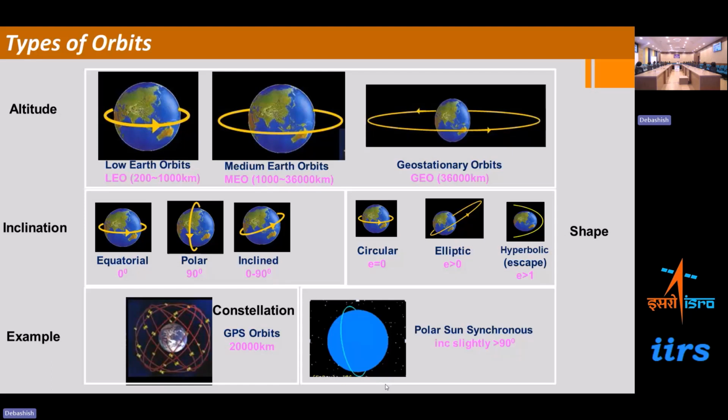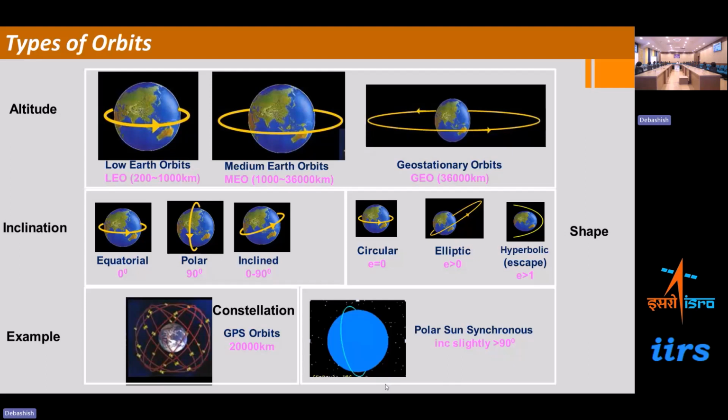Then orbits can be categorized based on the inclination also. If inclination is close to 0, we call it an equatorial orbit. If inclination is around 90, we call it a polar orbit. And for 0 to 90 degree inclination, we call it an inclined orbit. So these orbits will be chosen based on the science application.